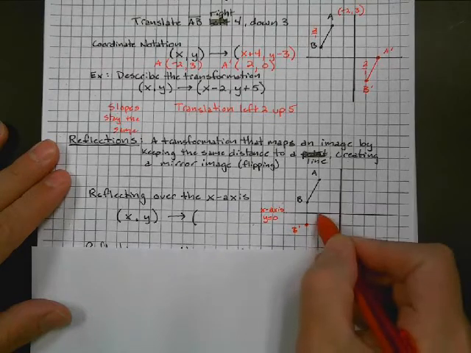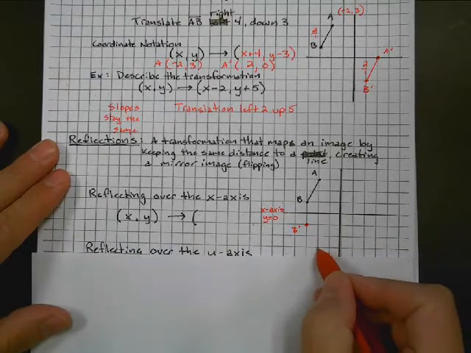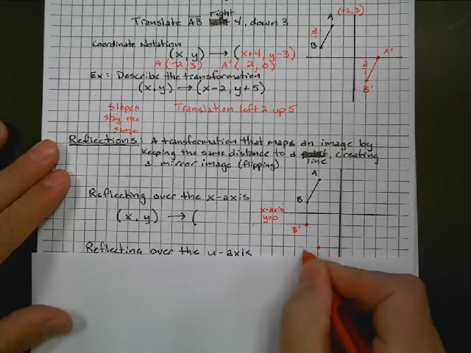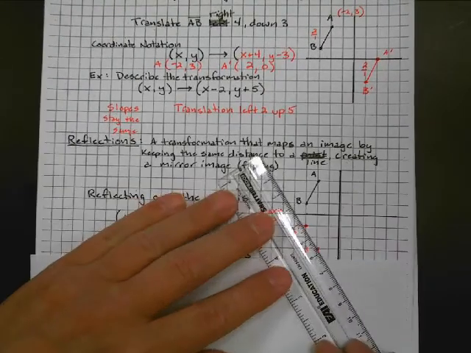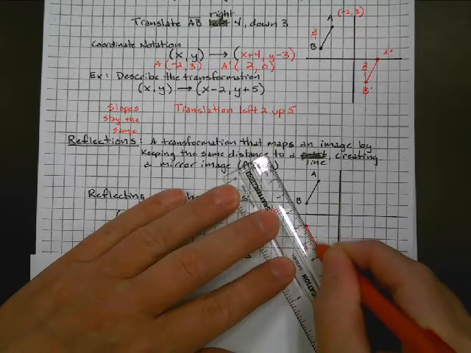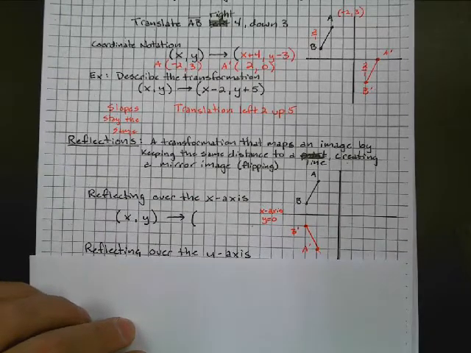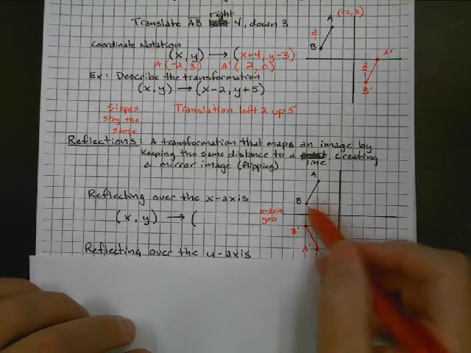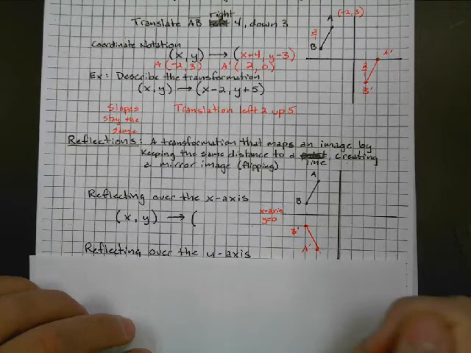Now A is 1, 2, 3 units away from the x-axis, so I'd go 1, 2, 3 units away down here, and this would be A prime. Now what we notice is we have not changed the length at all. This length and this length are exactly the same. But we have changed the facing. This one, A, was on top. This one, B, is on top. So the facing has changed.